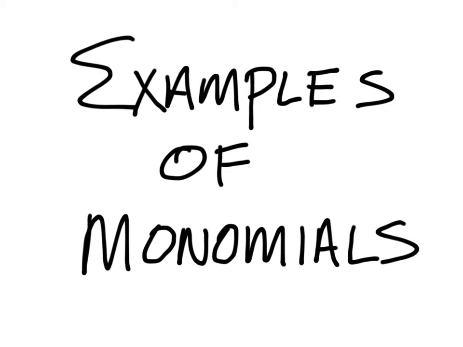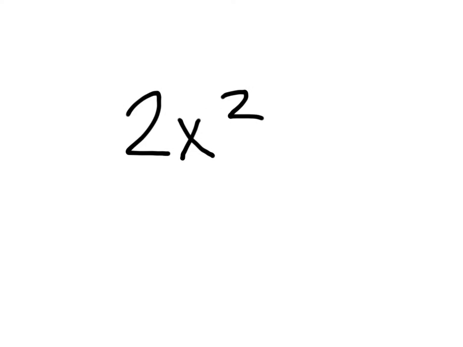Here are some examples of monomials. You have to know what these are called or else this isn't going to work. A lot of this is from the beginning of Algebra 1, but you have to know this to move on. 2x squared. That's a monomial because it has one term. There is a 2 and there is an x squared, but they are multiplied together. So that means they're just one term, 2x squared.